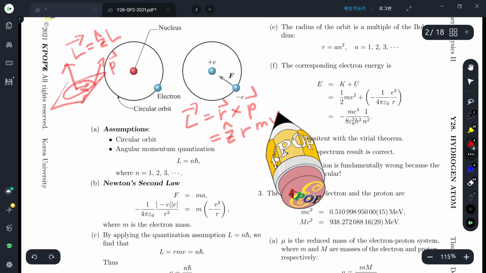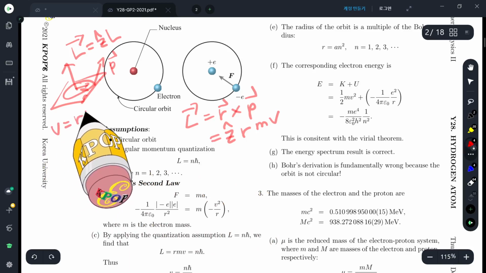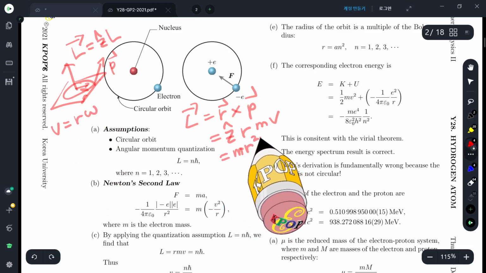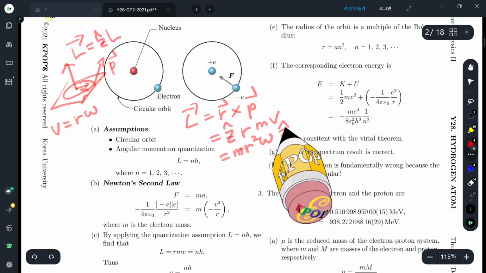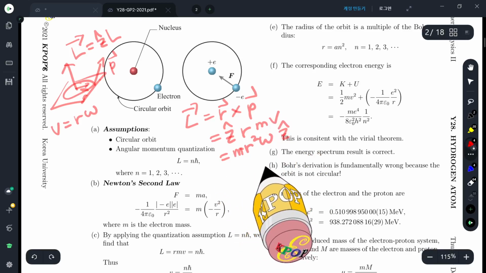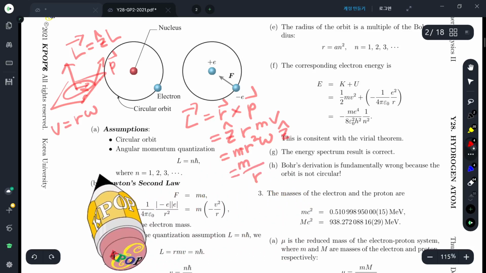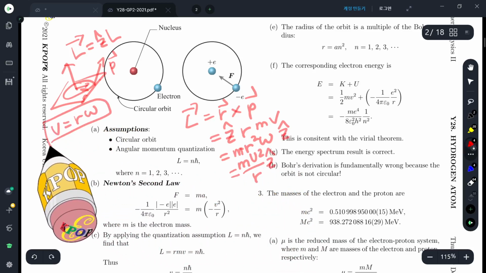In uniform circular motion, the velocity will be r omega. So m r squared omega will be the angular momentum along z hat. Wait a second, we can also write it as m v squared z hat. This is also true, because v equals r omega.